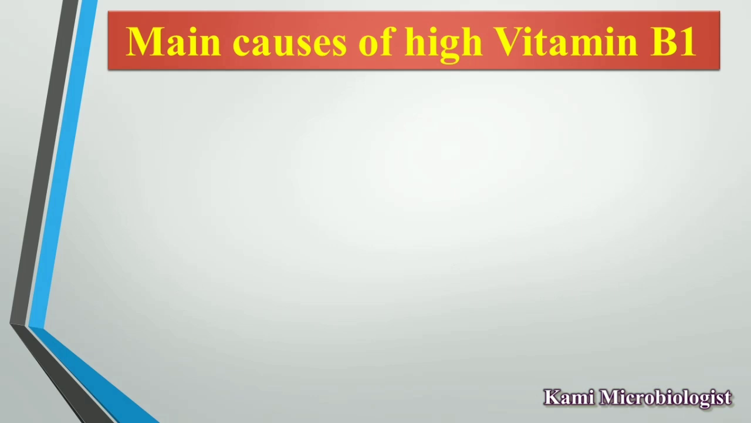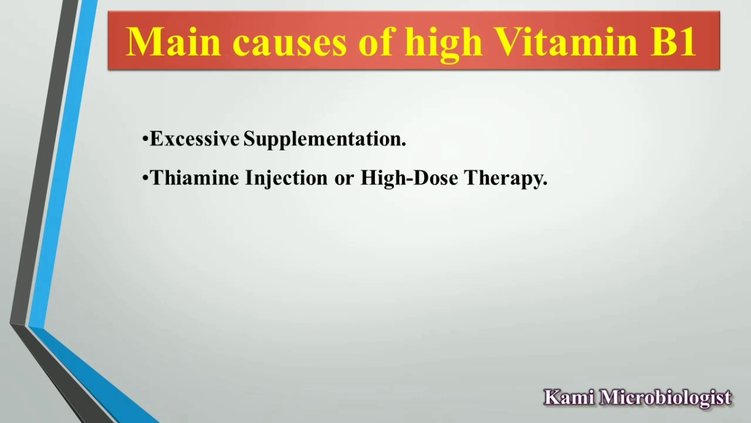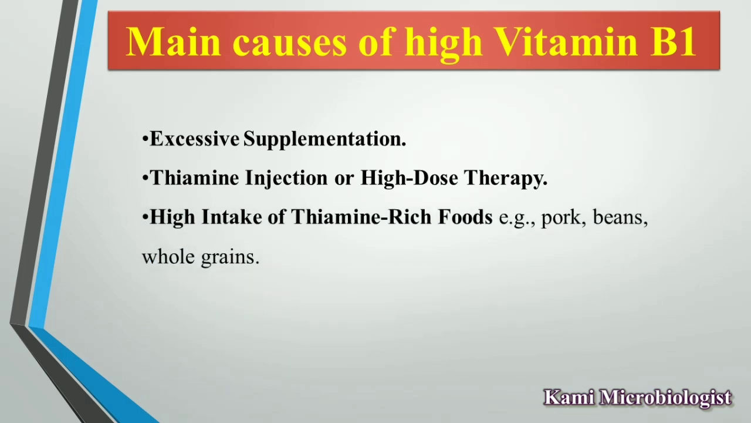Now let's see the main causes of high vitamin B1. Suppose patients who have low vitamin B1 use more and more supplements of vitamin B1, so there is a chance that vitamin B1 may increase in the body. Sometimes the patient is on high dose therapy or thiamine injections, so there is a high chance of high vitamin B1 in their body. Also, a high intake of thiamine rich food like pork, beans, and whole grains can cause high vitamin B1 in the body.